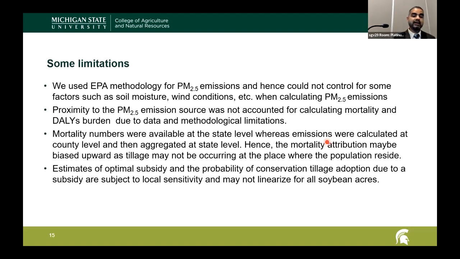Finally, some of the limitations are that we couldn't account for factors such as soil moisture and wind conditions when calculating the PM2.5 emissions because EPA had not used these variables in their calculation. Also, we could not account for the proximity to the PM emission source as we did not have the data for that. Mortality numbers may also be slightly biased upward because we had them at state level, whereas the emissions data were available at county level, and those were aggregated at the state level. The estimates for subsidy and the probability are subject to local sensitivity and may not linearize across all of the acres. So with that, I conclude my presentation.